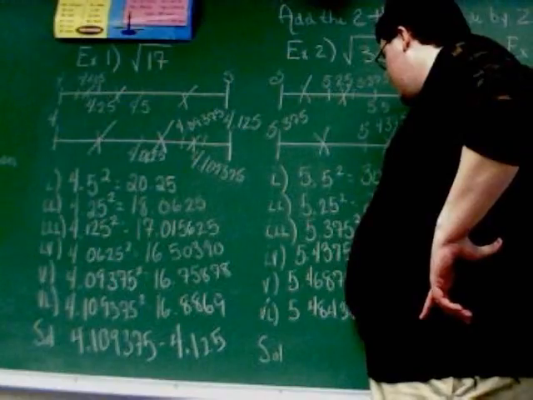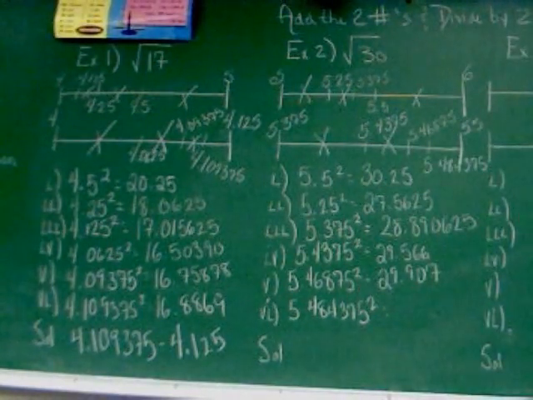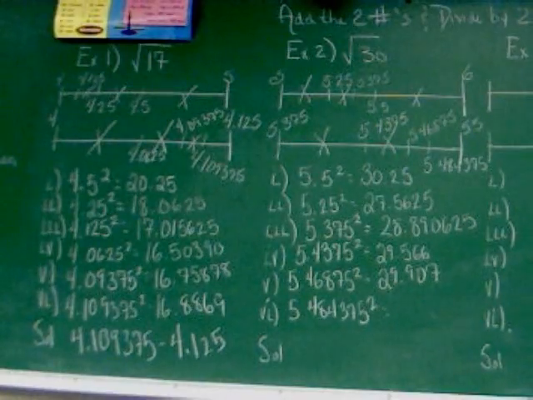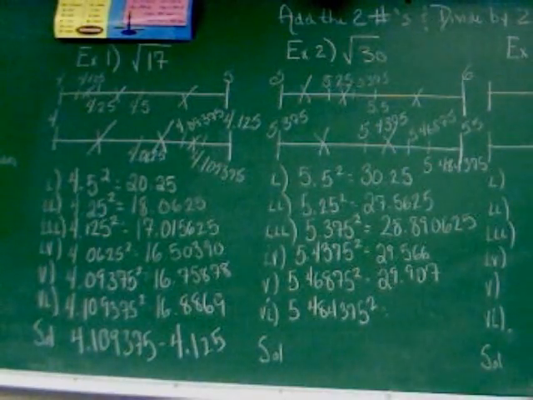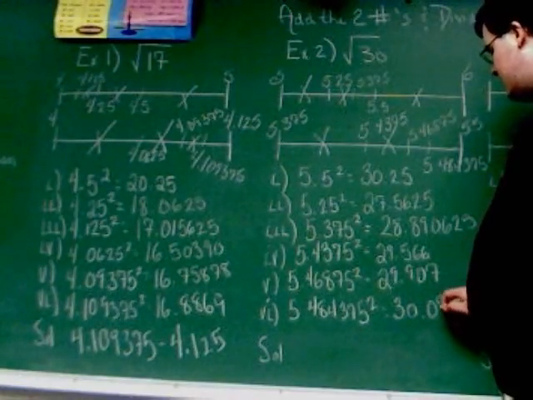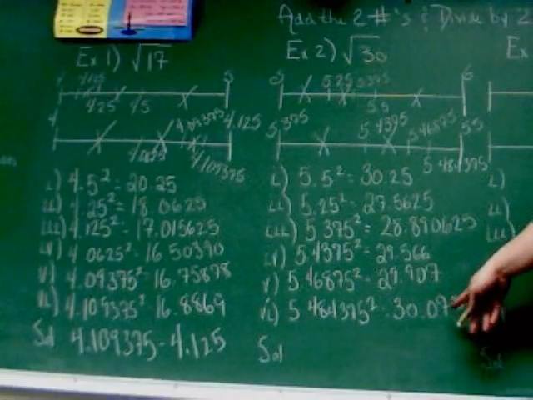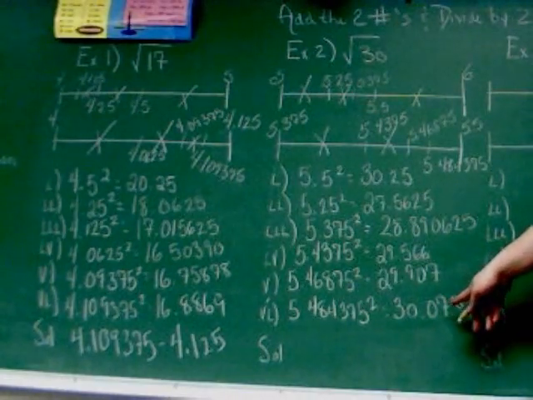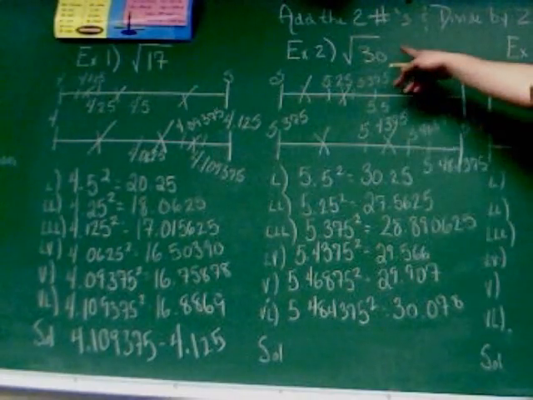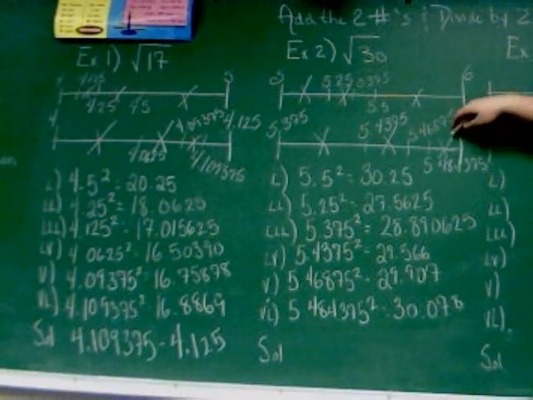5.484375 and square it. And when I square this one, I know I'm done. It's 30.078. And I went from being too small, now I went back to being too big. 30.078 is bigger than 30. So I'm going to have to cross out everything bigger.